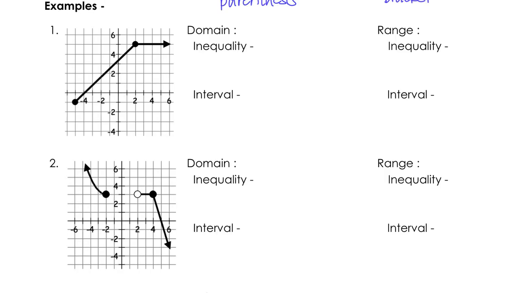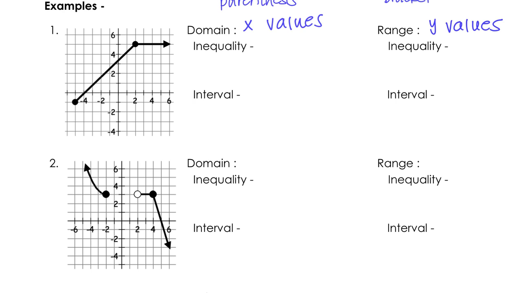So we are going to do some examples. Remember, domain is my x values, range is my y values. Domain means I go left to right, and range means I go bottom to top. I always start at the bottom and go up from there because that's going from least to greatest, which is how you write your interval.